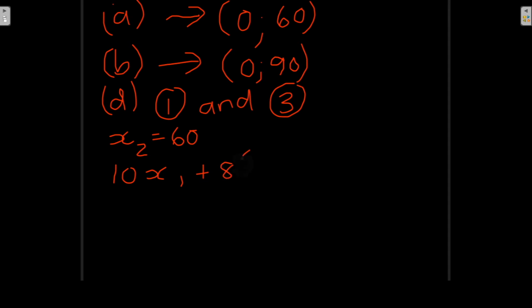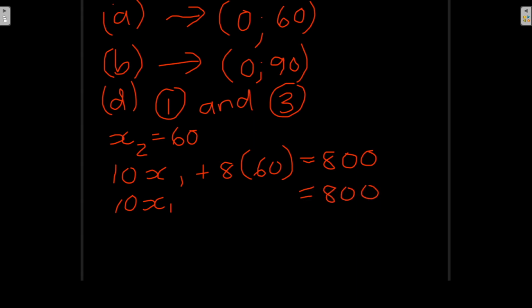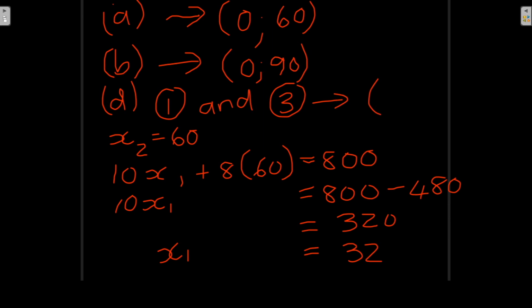Now my x2 I substitute with 60. So that gives me 10x1 equal to 800 minus 8 times 60, which is 480. So that is then equal to 320. So x1 would be 320 divided by 10, which is equal to 32. So for corner point D, my x1 is 32 and my x2 is equal to 60.